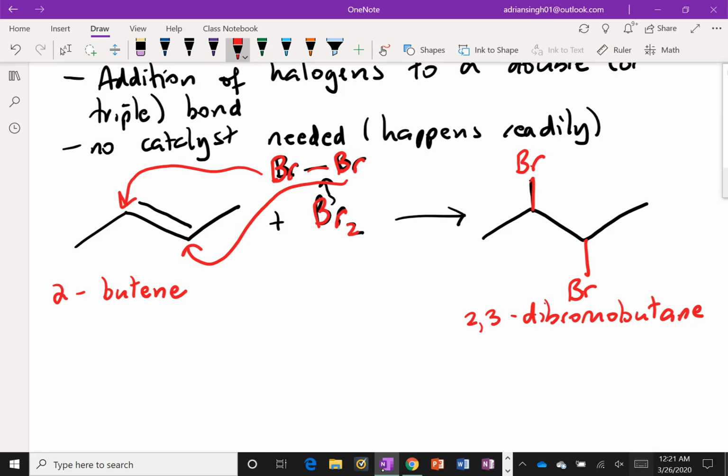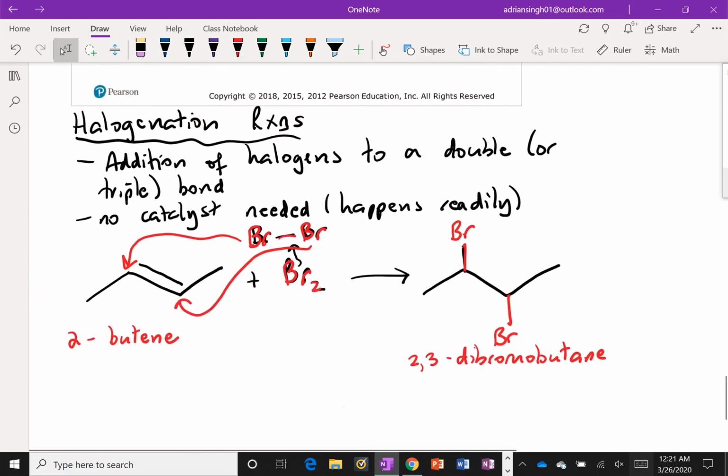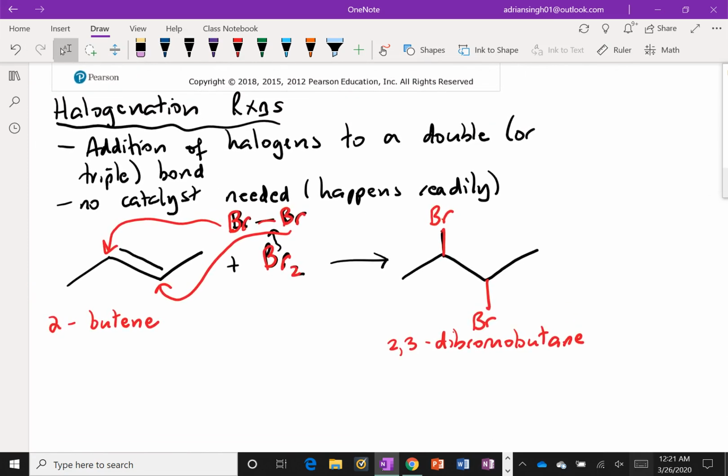That's the third type of addition reaction, where we're adding halogens, and typically the most common halogens that we're going to see are either bromine, Br2, or chlorine, Cl2. Both of the Brs or both of the Cls are added to the carbons of the double bond. Again, the carbons that make up the double or the triple bond, that's where all the action happens in your alkenes and your alkynes.